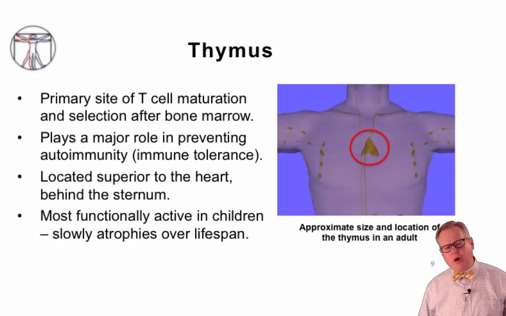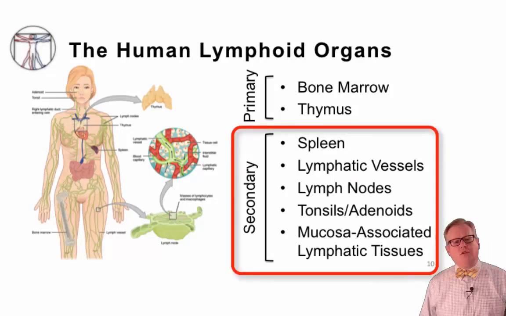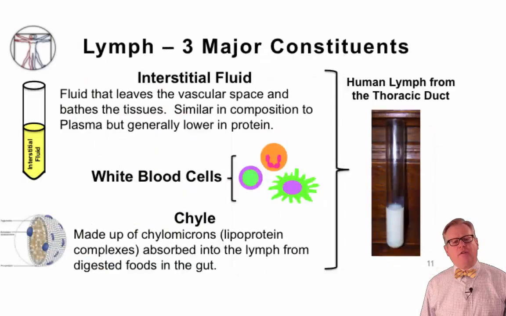The thymus is most active in young children where the organ is quite large, but over time as we age, the thymus becomes increasingly infiltrated by fat and begins to atrophy and is less active in older age. Those are the primary lymphoid organs. Now let's move on to the secondary lymphoid organs. To do that, let's begin by reviewing what lymph is.